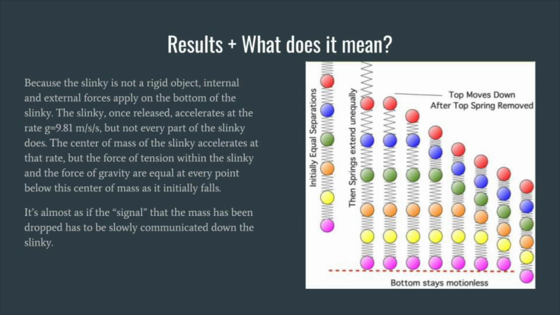Results of this lab. Because the slinky is not a rigid object, internal and external forces apply on the bottom of the slinky. Slinky, once released, accelerates at a rate of 9.81 meters per second squared, but not every part of the slinky does. The center of mass of the slinky accelerates at that rate, but the force of tension within the slinky and the force of gravity are equal at every point below its center of mass as it initially falls. It's almost as if a quote-unquote signal that the mass has been dropped has to be slowly communicated down the slinky.